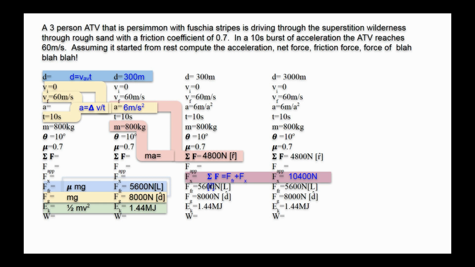And that means the force pulling in the X direction has to leave 4,800 left over after it successfully fought 5,600 newtons of friction. That gives us 10,400 newtons in the X direction. But now we can also solve for work if we want to. We could have done it earlier, but now it's really easy to solve for work as well. And it came out to 1.44 megajoules, exactly what we got for kinetic energy. So this is looking hopeful.